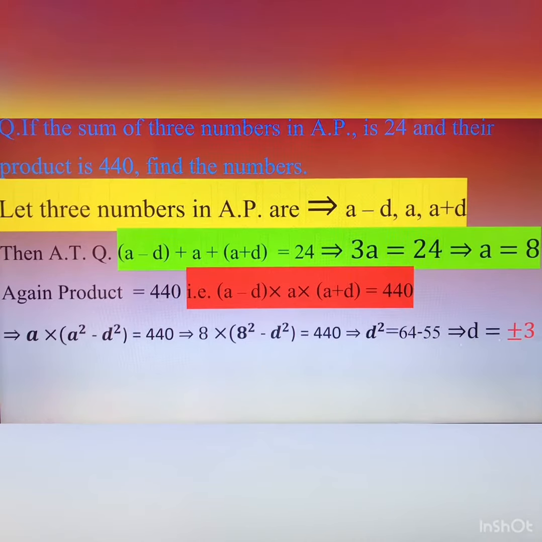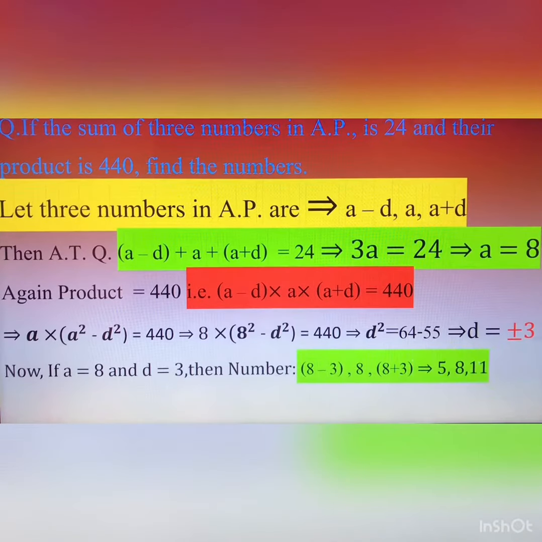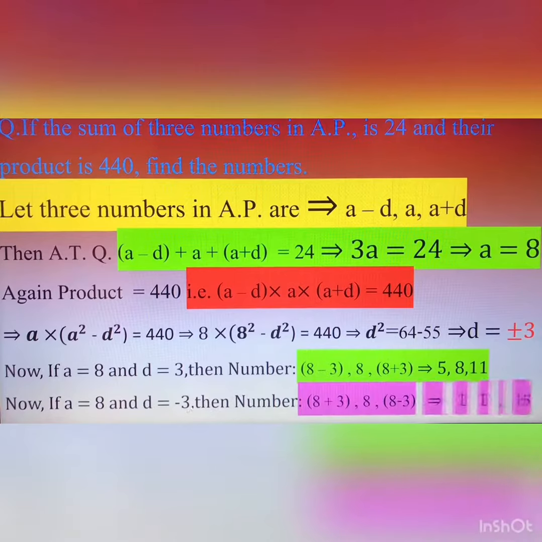Okay, so putting these values of d and a in the general three numbers, we will get: if a equals 8 and d equals positive 3, then we will get the numbers 5, 8 and 11. And if a equals 8 and d equals minus 3, then we will get 11, 8 and 5. These are the same numbers, but according to the sign, the order is changed, 5, 8 and 11, 11, 8 and 5. So you will find both answers for the given value of d, plus minus 3. So this is the application for the selection of numbers.